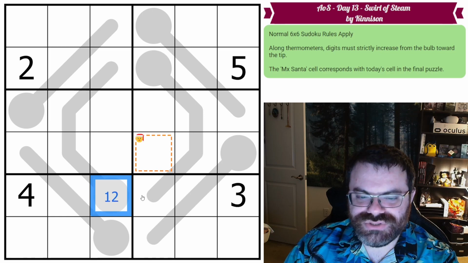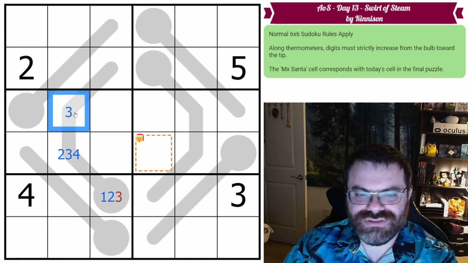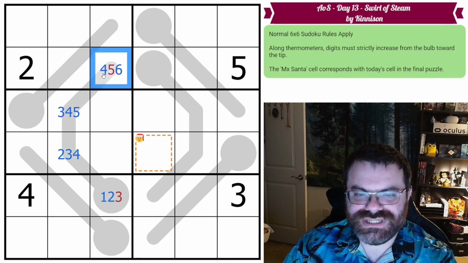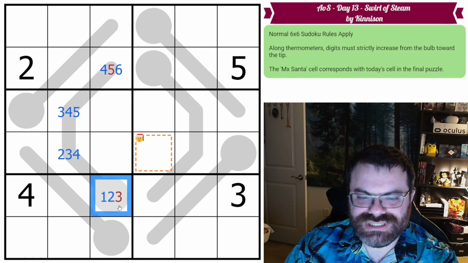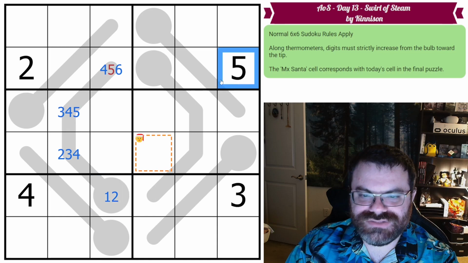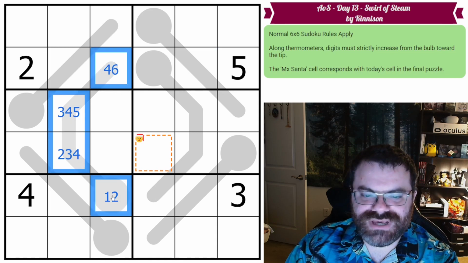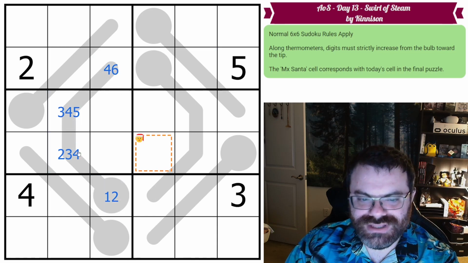So I would put 1, 2, 3 here. Let's ignore the red for now. 2, 3, 4, 3, 4, 5, and then 4, 5, 6. These are the only possible values on this thermo. Now this 3 here does see this cell, so this can't be 3, and this 5 sees over here. That doesn't actually affect these cells at all, but it's good to know.